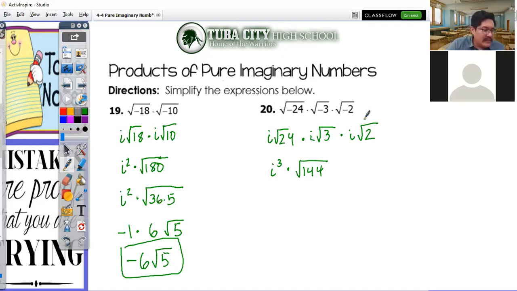i to the third, what does that become? i to the third becomes negative i times, and here we have the square root of 144, which would be pretty easy. It'd be 12 times i, and then the negative pops on over here. So we have negative 12i. And there we go, we're done with that one. And we're done with the whole lesson as well.